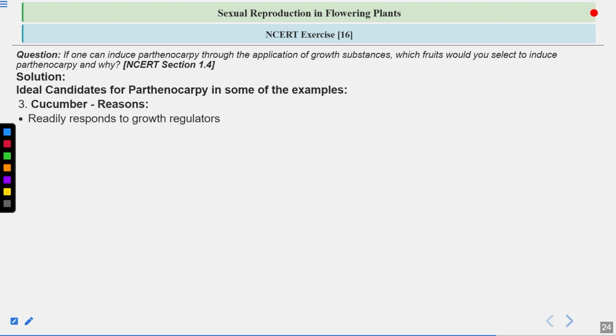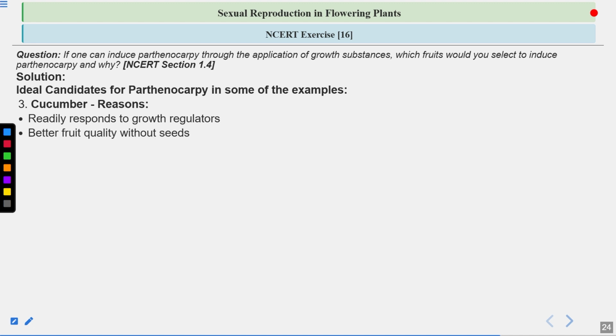Another fruit, cucumber. Why is cucumber preferred for making the parthenocarpic fruit? Because they readily respond to the growth regulators. They easily respond to growth regulators like auxin.